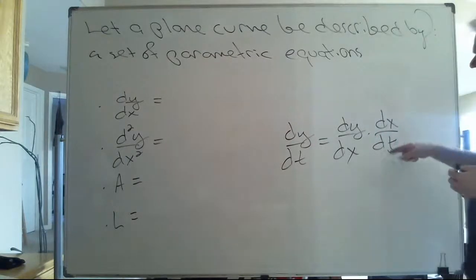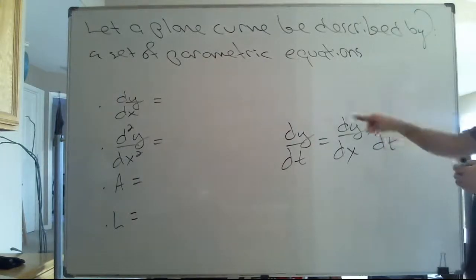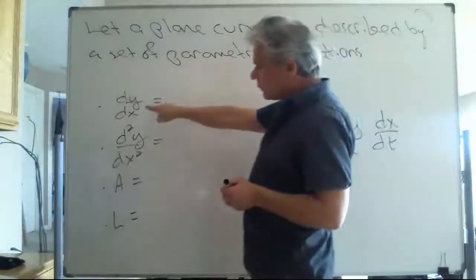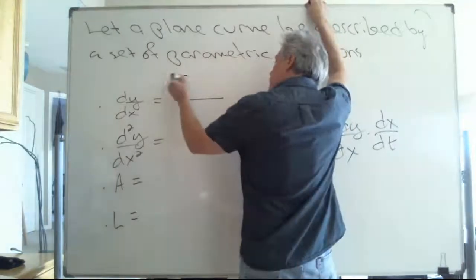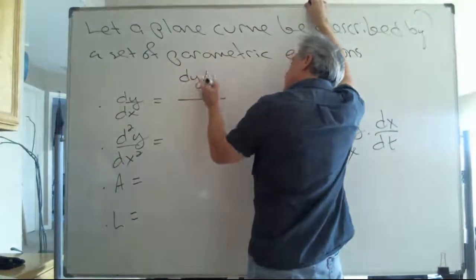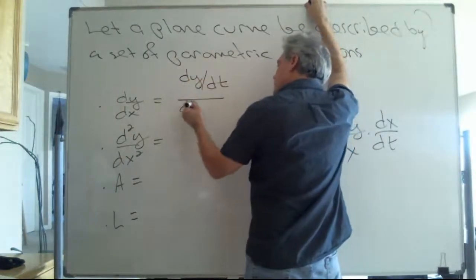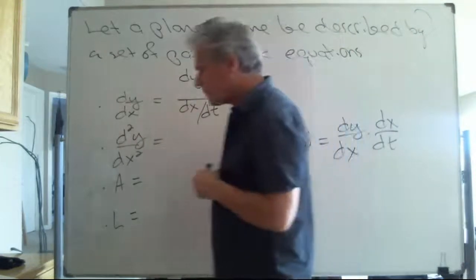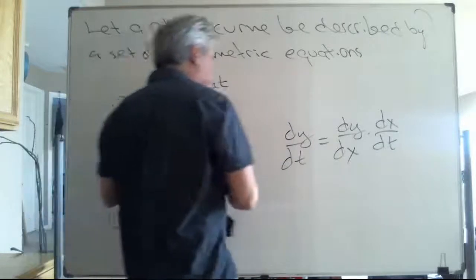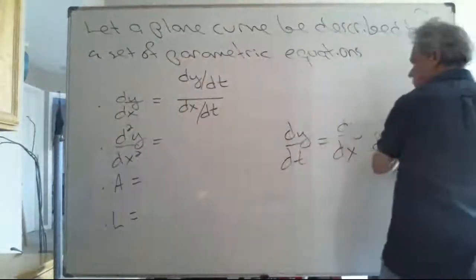But now, if you divide both sides by this, it simply says that for a plane curve, the slope of the tangent line can be interpreted by the ratio of the derivative of y with respect to that parameter t to the derivative of x with respect to that parameter t. So I'm starting a list here of some tools I want in our back pocket.